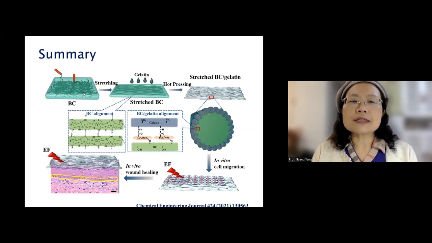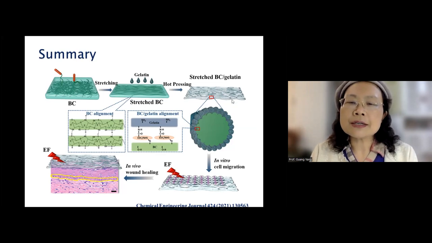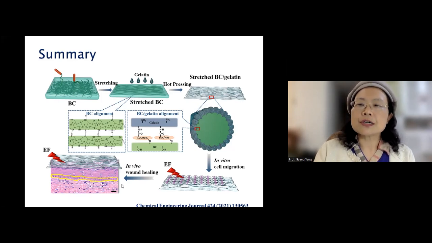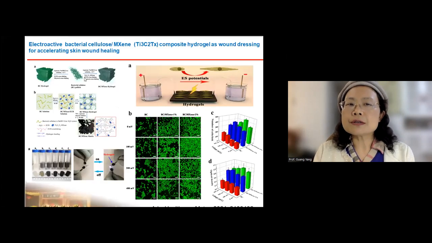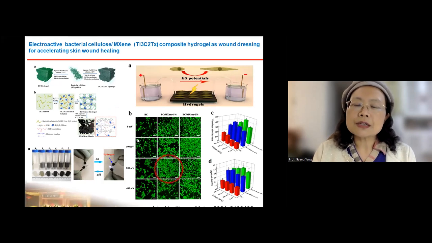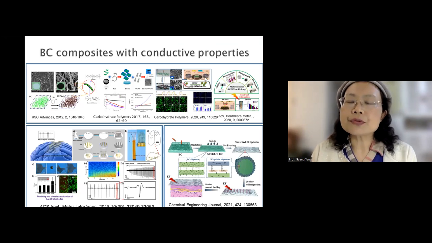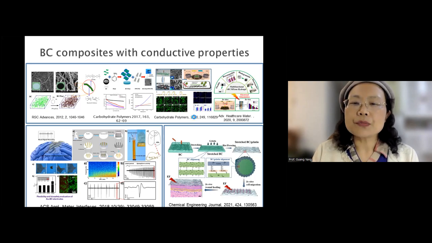So we can summarize: after stretching, the bacterial cellulose can align. And also after adding the electric field, in vivo and in vitro, we can find it can enhance the cell migration and also make the cells aligned in orientation. And also we use the bacterial cellulose as vaccines, and we can find that it can make the cells grow well. And to make the bacterial cellulose conductive to enhance the conductivity can give them more applications.